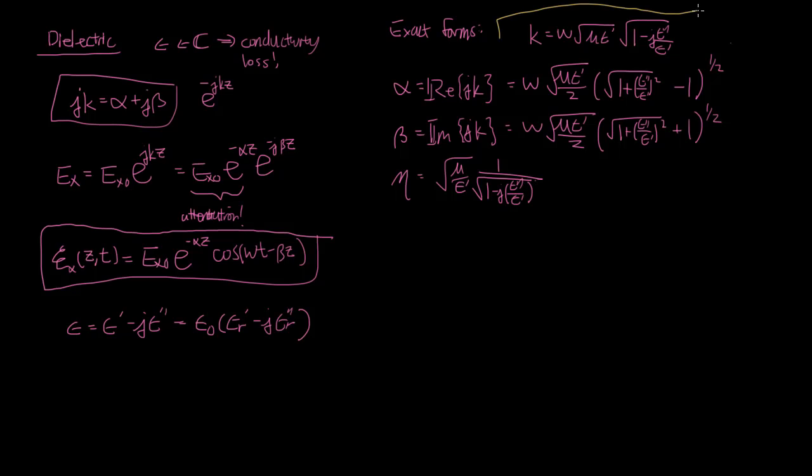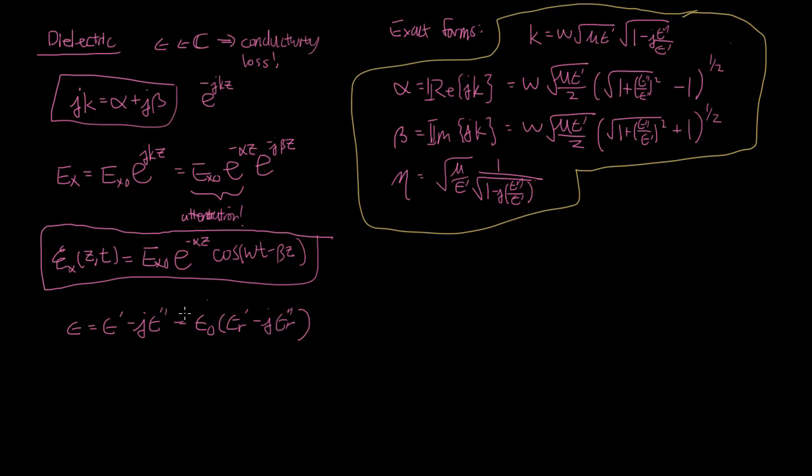So these are exact forms of key parameters if epsilon is a complex number, that you can use to translate your epsilon prime and epsilon double prime into alpha, beta, eta, and k, which describe how the propagating wave behaves. Now you'll note that there's a lot of epsilon double prime over epsilon prime going on in the simplification process. This term here we often refer to as the loss tangent.